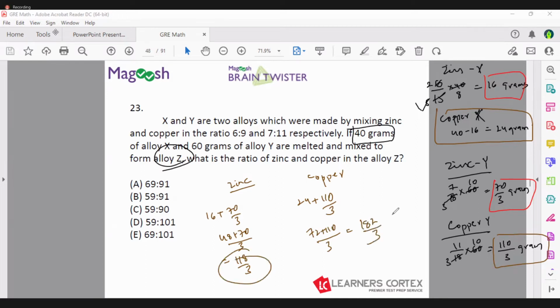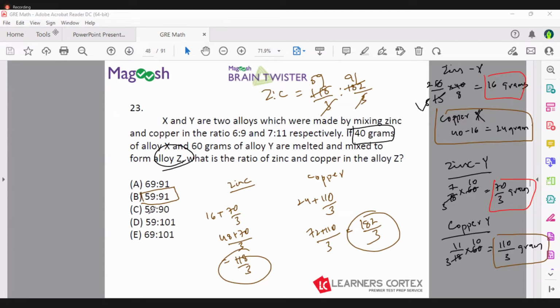Now, if we have to find out the ratio of zinc to copper, we can just compare these two quantities. So 3 and 3 get cancelled. This would be 59 times 2 and this would be 91 times 2. So option B would be the answer. Okay. Anyone who has still not understood this part?